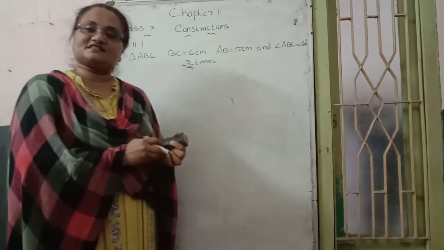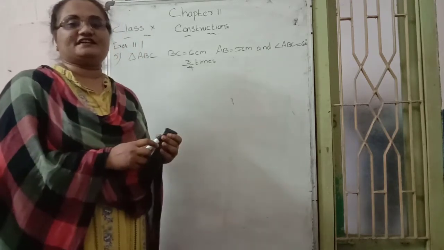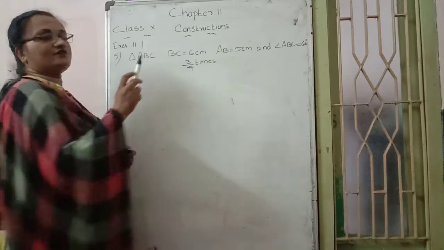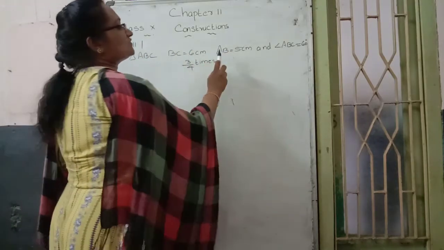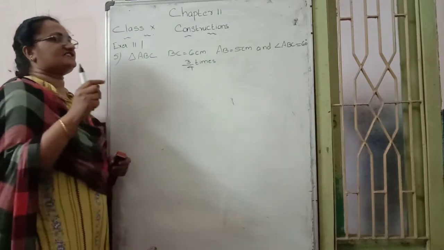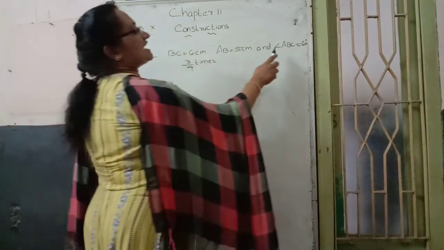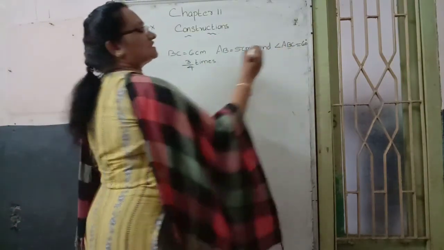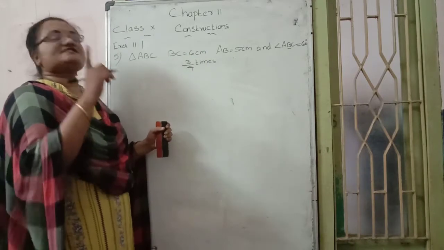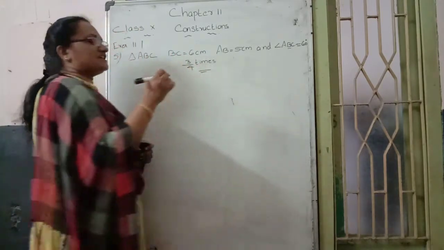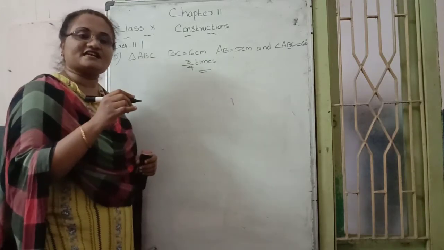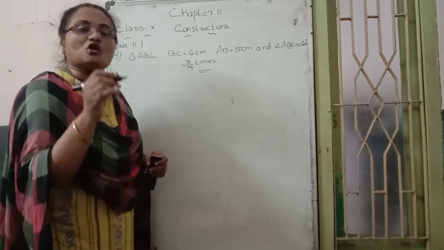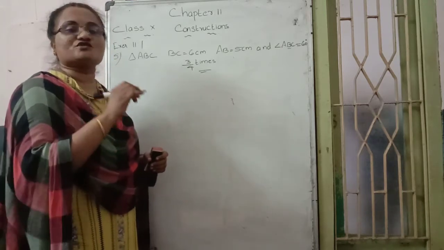In the fifth question, they ask us to construct a triangle ABC. The side BC is given as 6 cm, and side AB is given as 5 cm. Angle ABC equals 60 degrees. ABC means the middle alphabet, B, so the B vertex becomes 60 degrees. And the sides of the similar triangle are 3/4 times the corresponding sides of the original triangle. That is how the question is given.